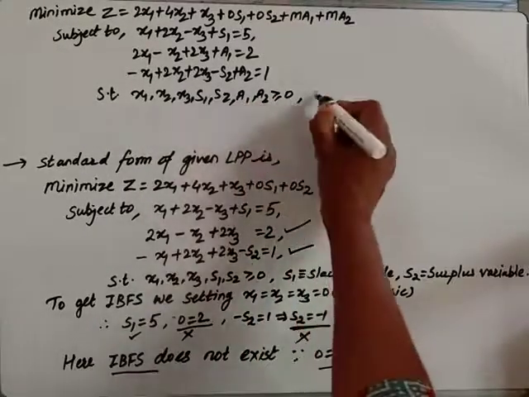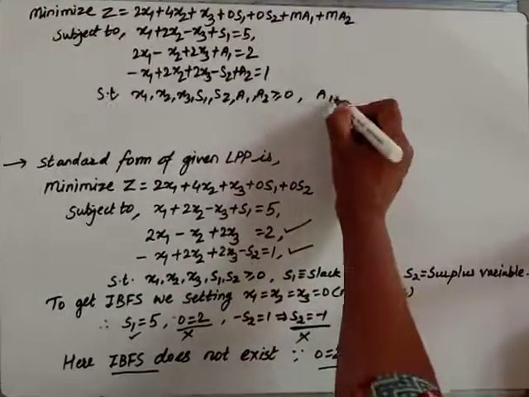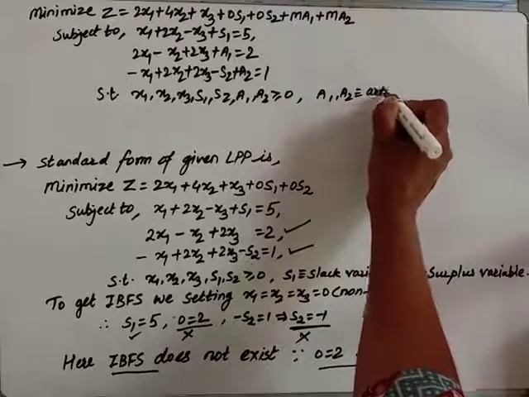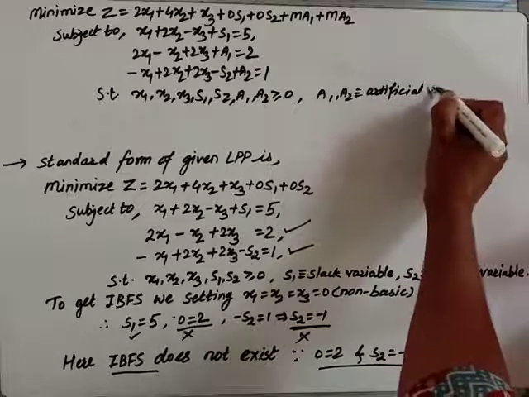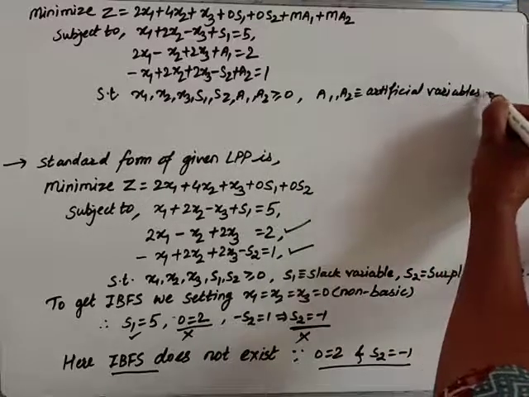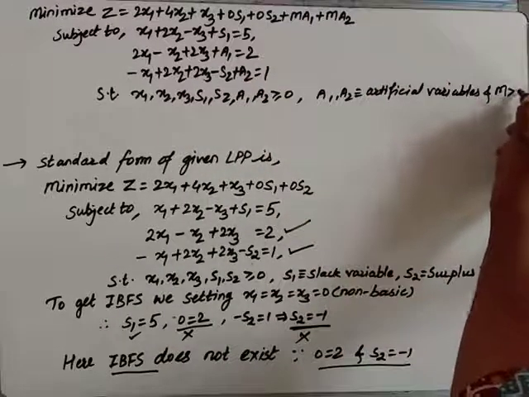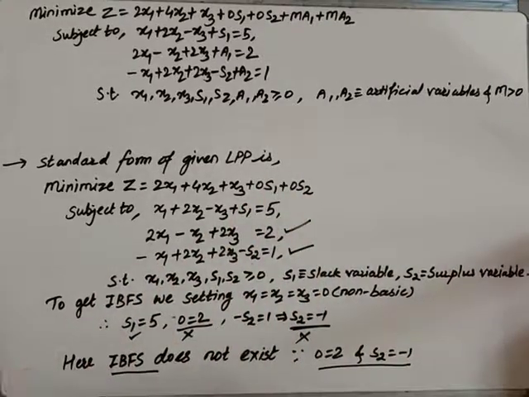You know a1, a2 are what? Already we have mentioned s1, s2 here. So a1, a2 are artificial variables, and this m is greater than 0. It is a sufficiently large positive quantity, whatever is required by us, that much we are taking.